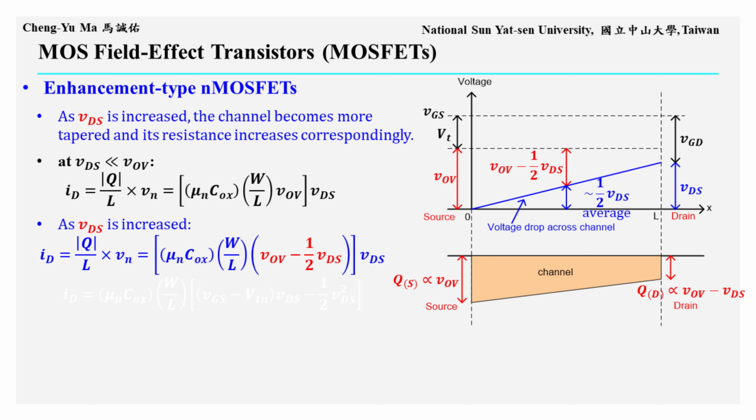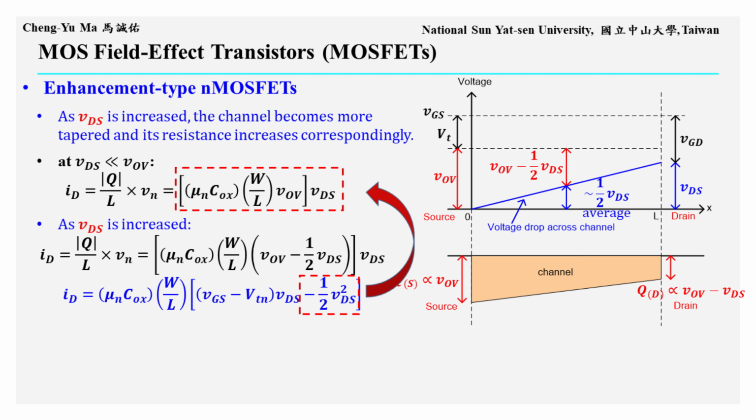If we substitute VOV equals VGS minus VT into that equation, we obtain ID equals mu n C oxide W over L times the quantity VGS minus VTN multiplied by VDS minus 1/2 VDS squared. When VDS is much smaller than VOV, the VDS squared term is much smaller than the product of VGS minus VT and VDS. Therefore, the squared term can be neglected, and the equation reduces to the earlier small VDS result.